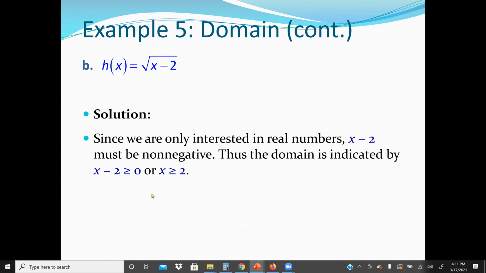So the solution here will say, since we are only interested in real numbers, s minus 2 must be non-negative. So the domain is indicated by s minus 2 should be greater than or equal to 0, or s should be greater than or equal to 2. If s is 2, it's okay, because 2 minus 2 is 0, square root of 0 is 0. But if it's less than 2, we are going to get a negative value, which is not good.